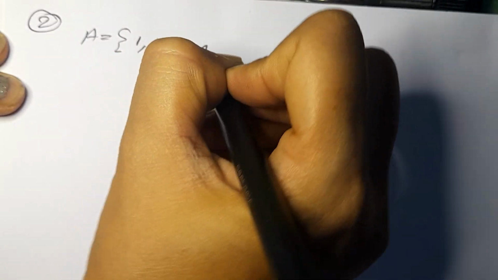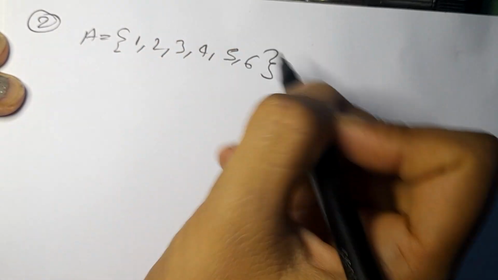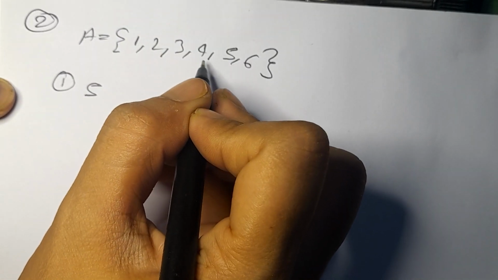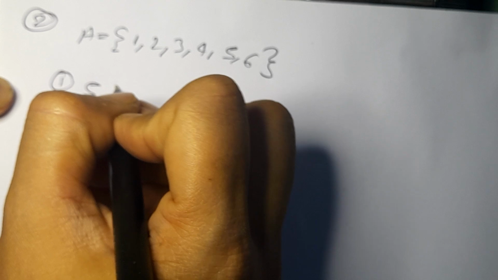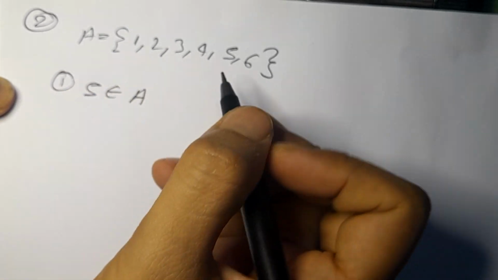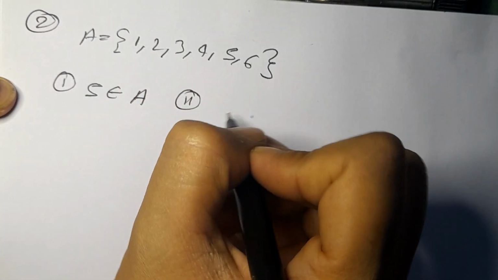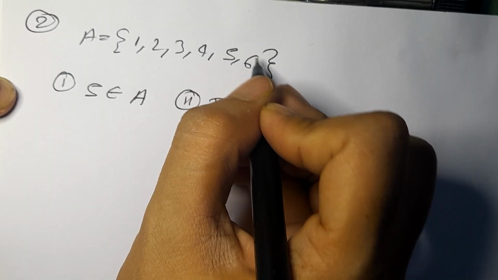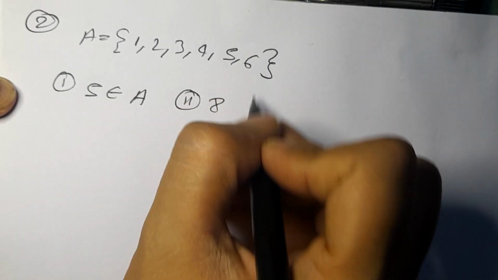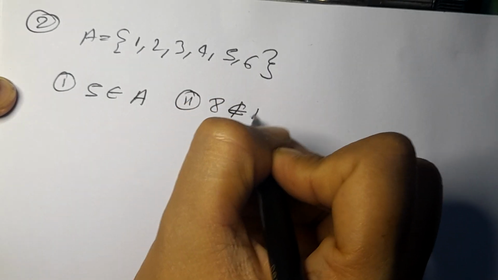Question number 2. Let's write the set which is given, A is 1, 2, 3, 4, 5, 6. Roman number 1. So 5. Is 5 inside the set? Yes, it is inside the set, so it belongs to A. Roman number 2. Now 8. Is 8 inside the set? No. 8 is not inside the set, so it does not belong to A.